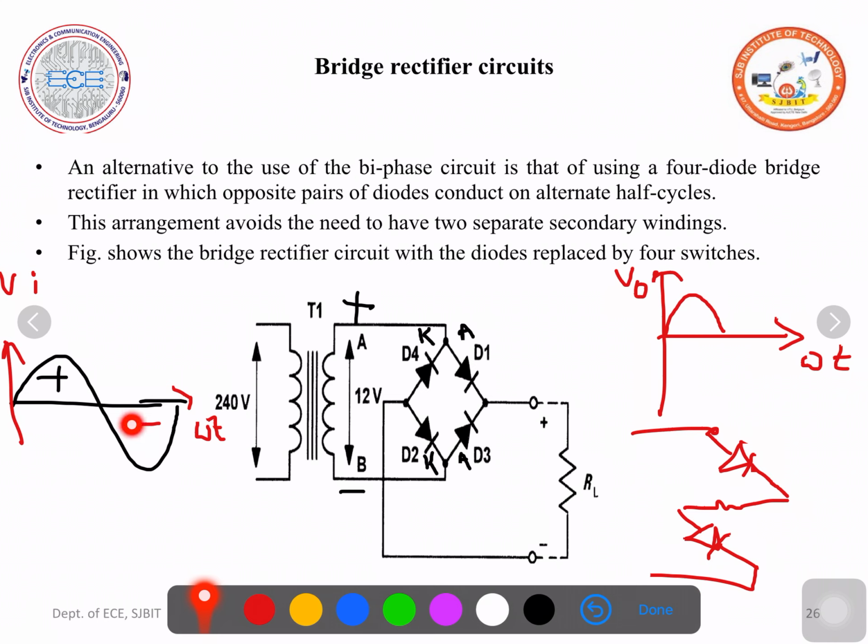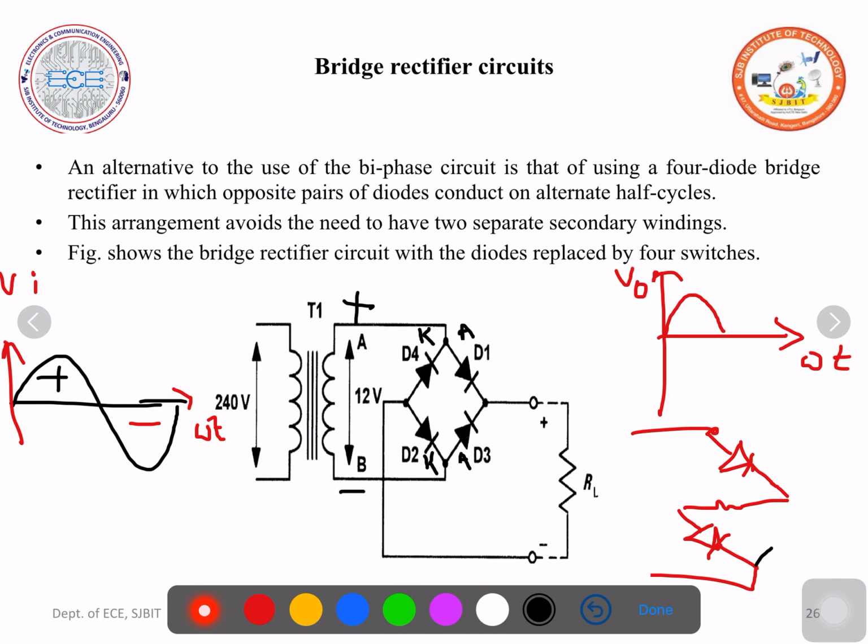During the negative half cycle, the current will flow through D3, through RL and D4. So we name them D1, D2 because the analysis will be easy, then in the negative half cycle D3, D4. But current always flows through RL in the same direction. So how to remember and write this circuit? The 4 diodes are connected in bridge fashion.